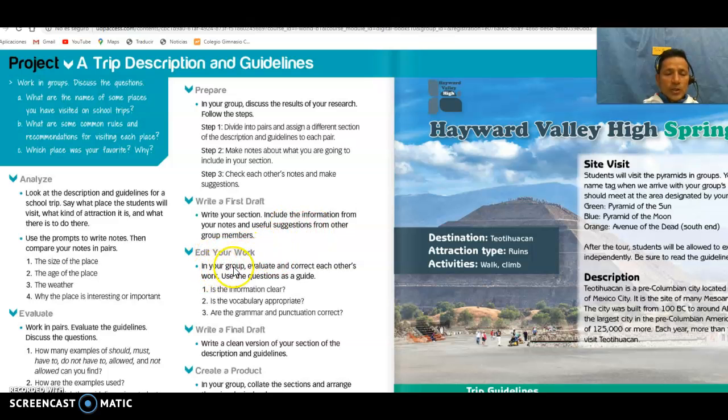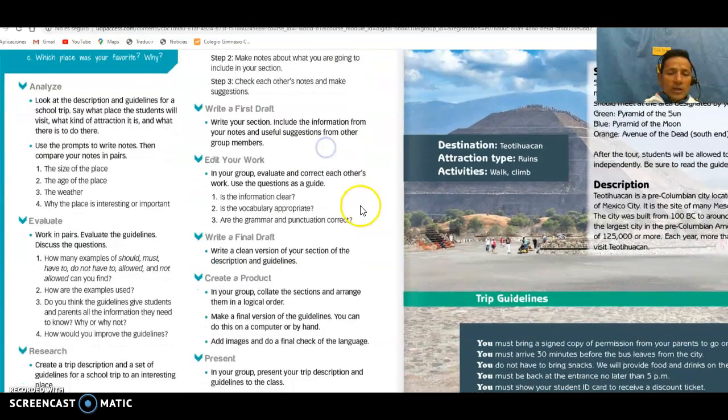Edit your work in your group. Evaluate in group. Now, is that information clear? So that's what you need to ask before you write. Where are you going and how are you going to talk about that? And write a final draft. So at the end, this is what you need to do. Write a clean version of the section of the description and guidelines.